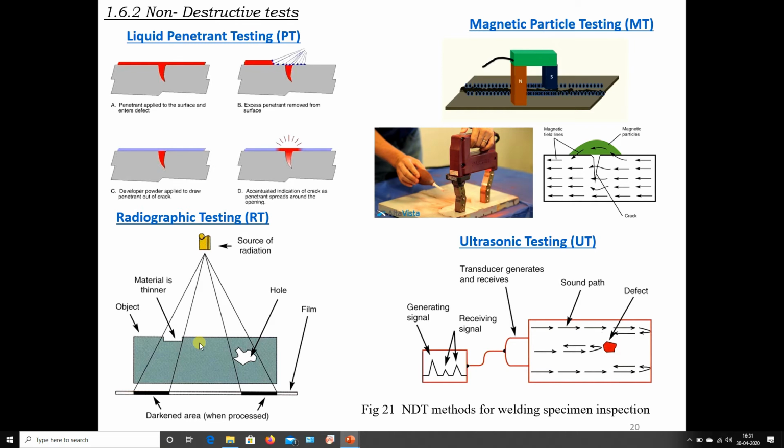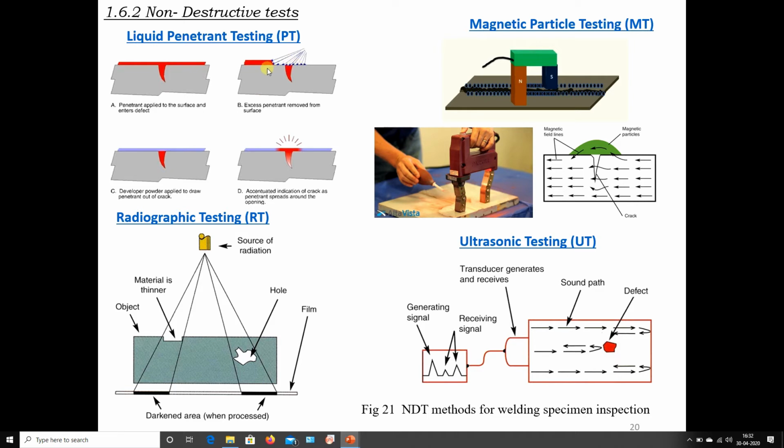Next topic is non-destructive testing. Typically we have only 4, and that's enough because most of the time we are using these 4 only. First one is the liquid penetration test. First we have to clean the surface, right? After that we have to put the penetrant. We should allow it for 5 to 6 minutes. Then, if you want, you can remove the excess penetrant.